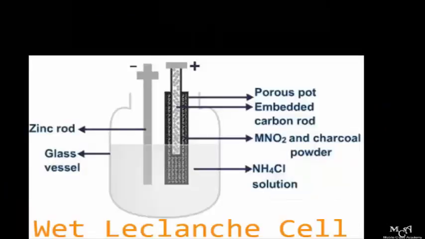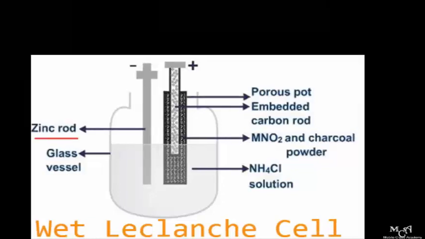What you can see on the board is the diagram for the examples that we just stated for the primary cells. The first diagram you have here is the Leclanché cell. This is the wet Leclanché cell. This is the zinc rod. This is the glass vessel. This is the porous pot. And this is the embedded carbon rod. This is your MnO2 and charcoal powder, and this is your ammonium chloride solution.